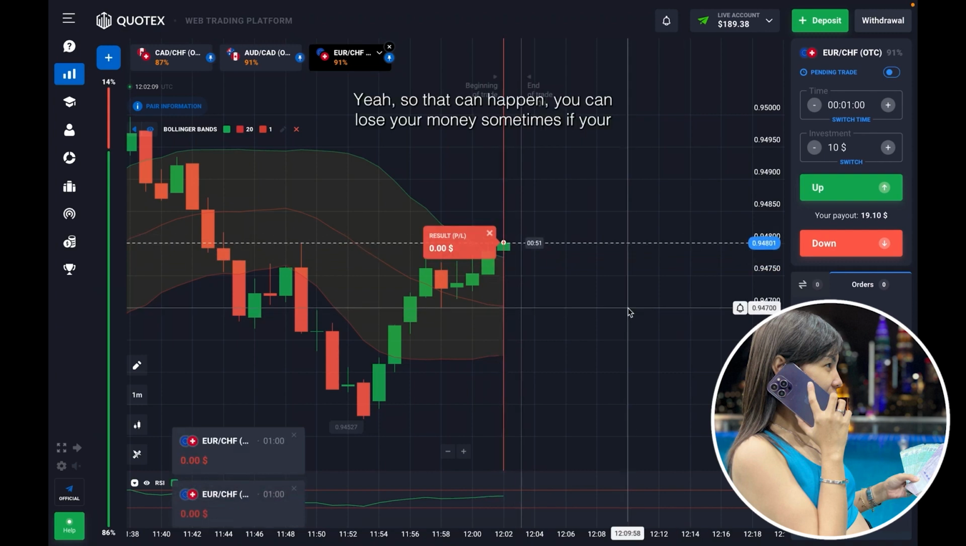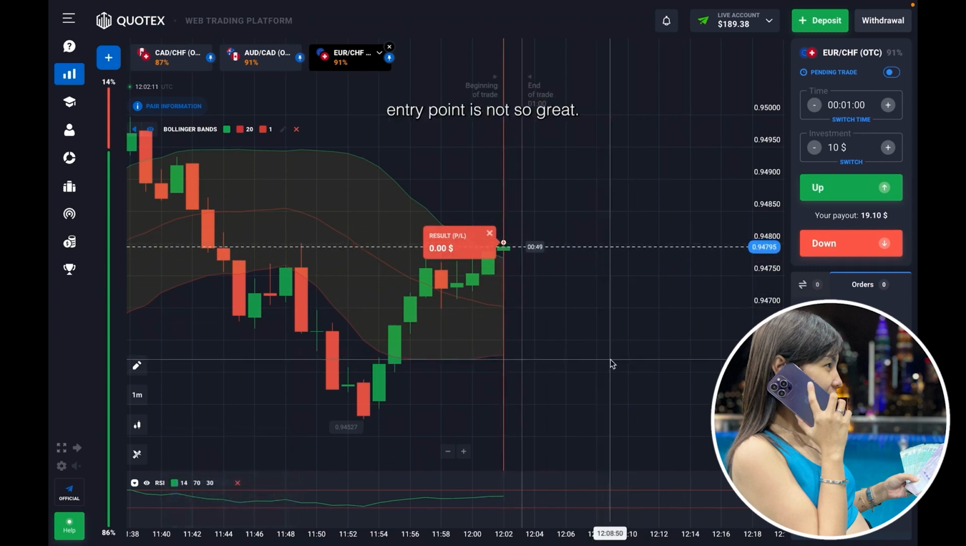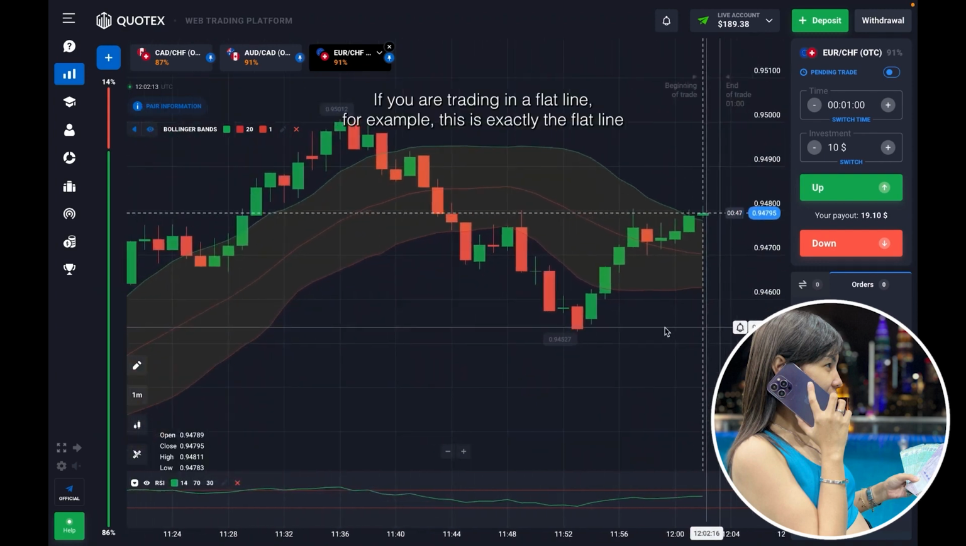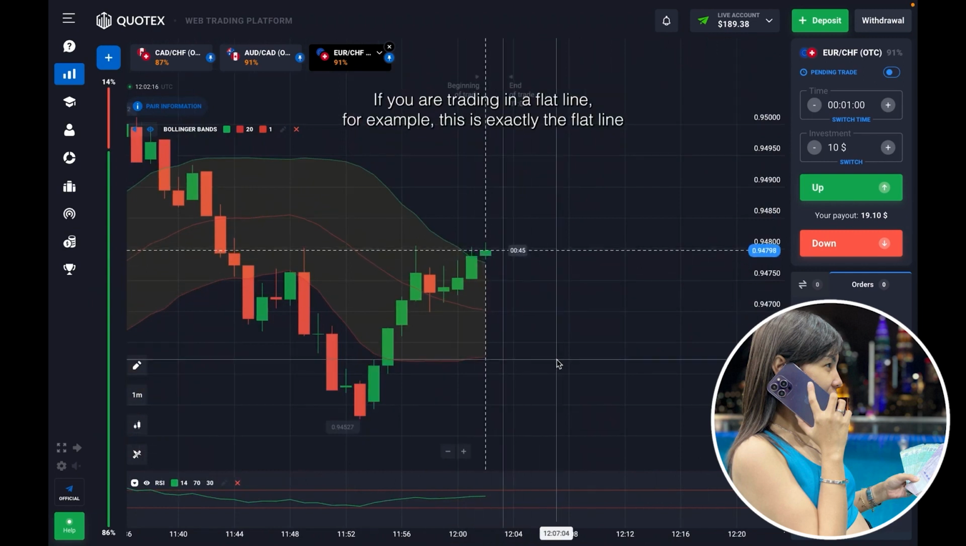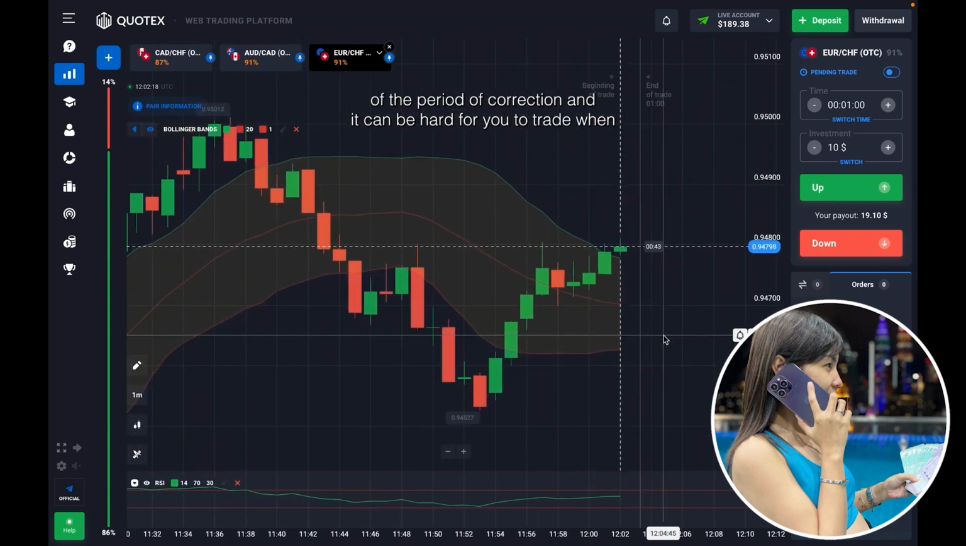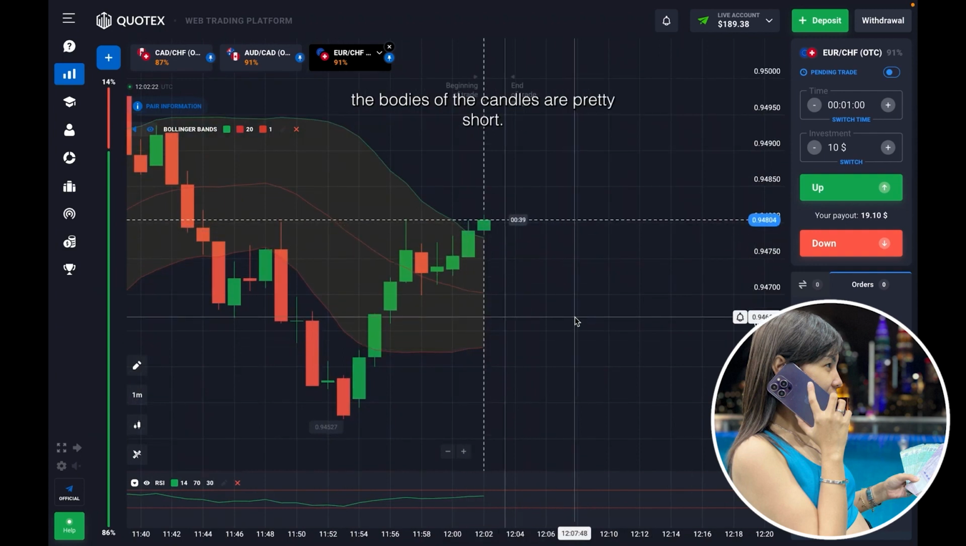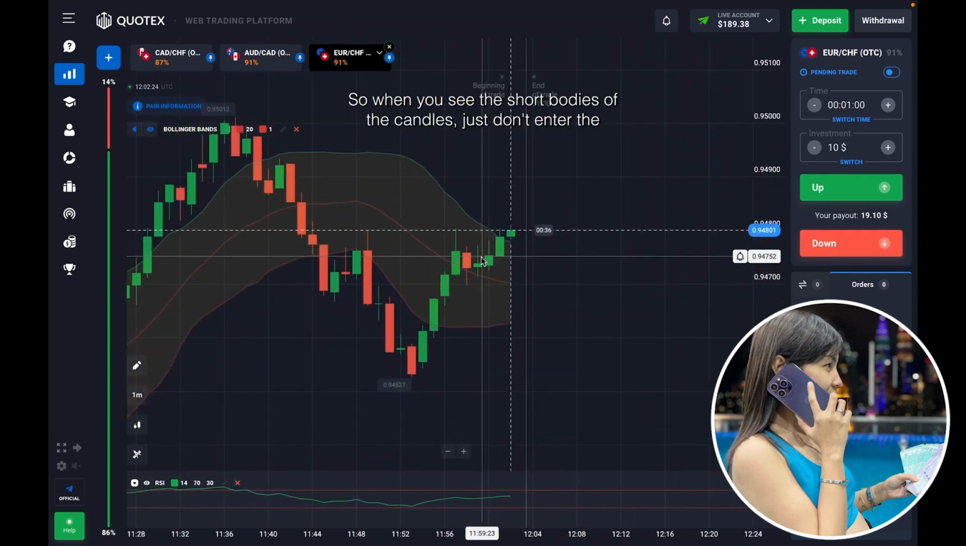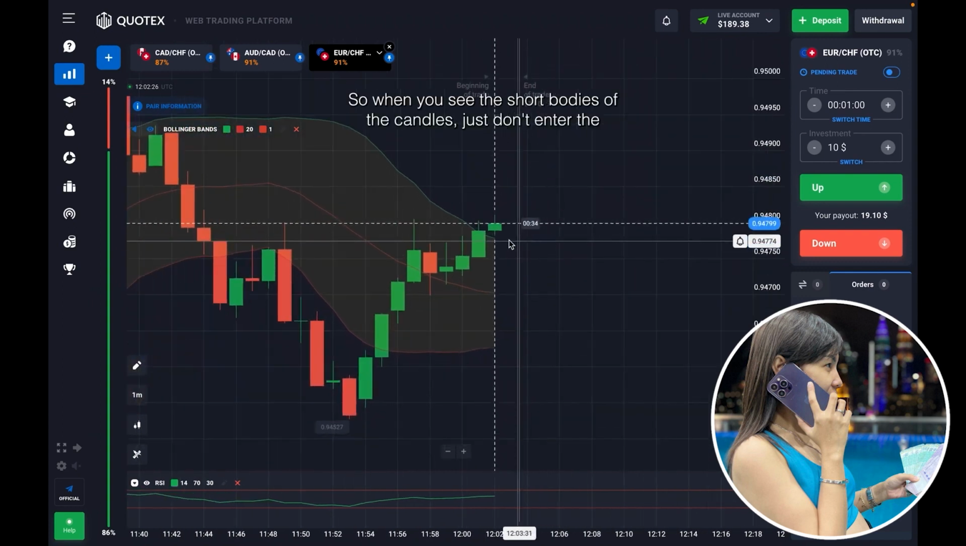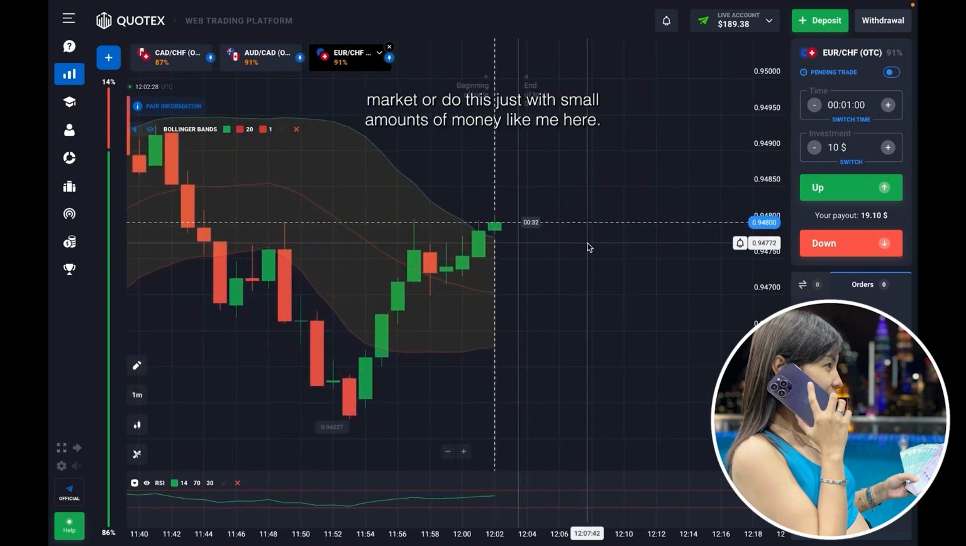So that can happen, you can lose your money sometimes if your entry point is not so great. If you're trading in a flat line, for example, this is exactly a flat line with a period of correction, and it can be hard for you to trade when the bodies of the candles are pretty short. So when you see short candle bodies, don't enter the market, or do this just with small amounts of money like me here.